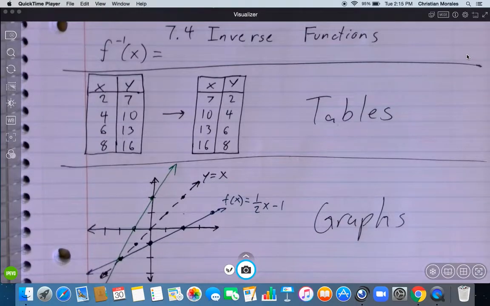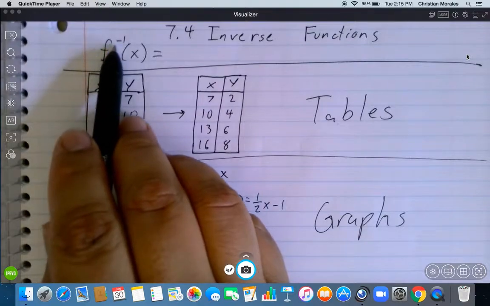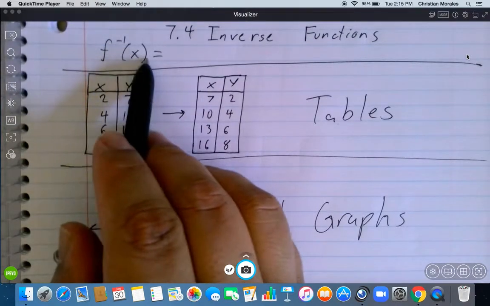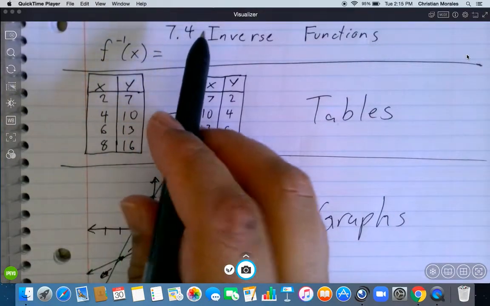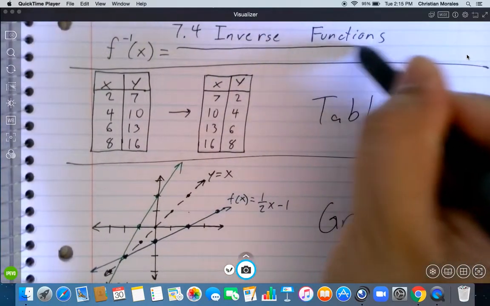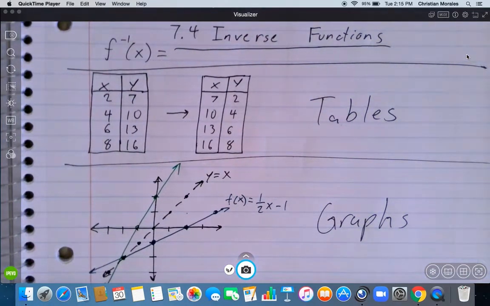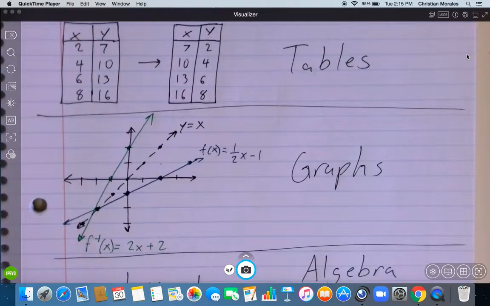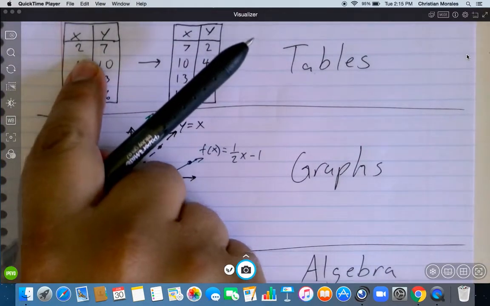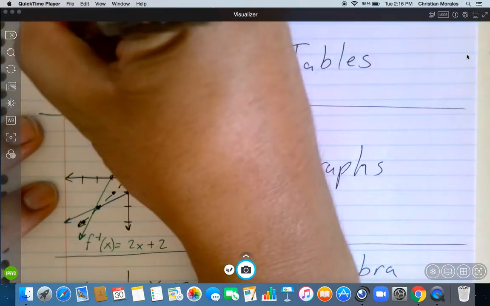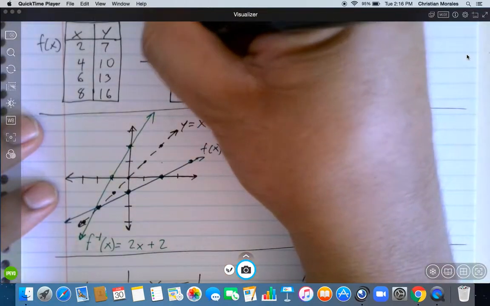Last lesson, inverse functions. Guys, whenever you see f to the -1 of x, this is talking about an inverse function. So today what we got to talk about is, what is an inverse function? Well, let's look at three different versions. Let's look at a table first. So here, this is your function right here. This is f of x, and this is your inverse.